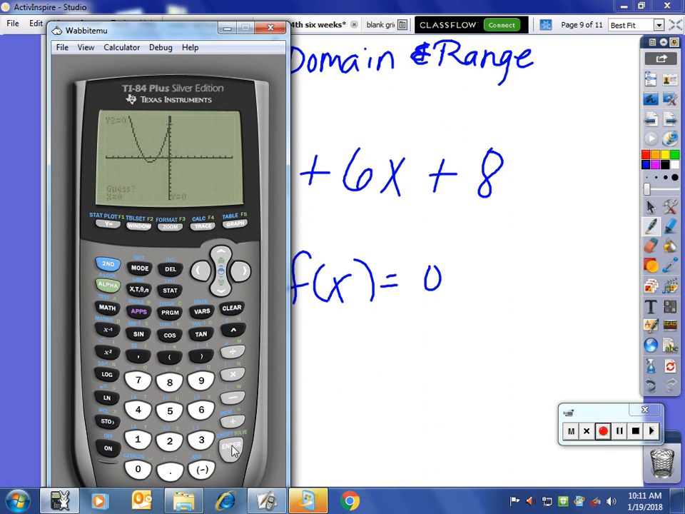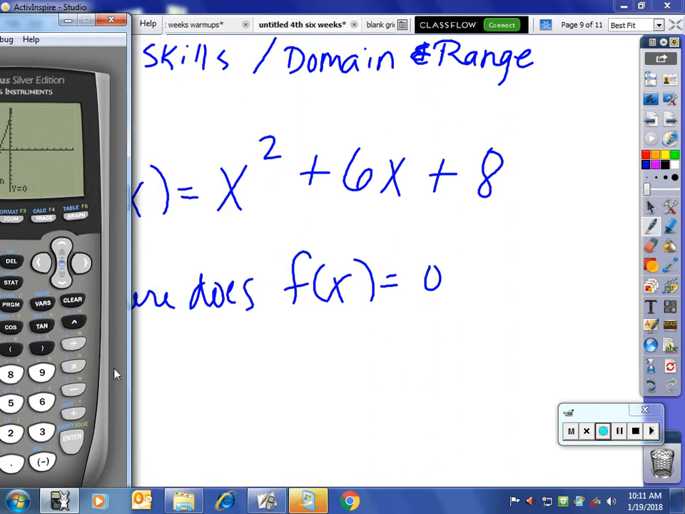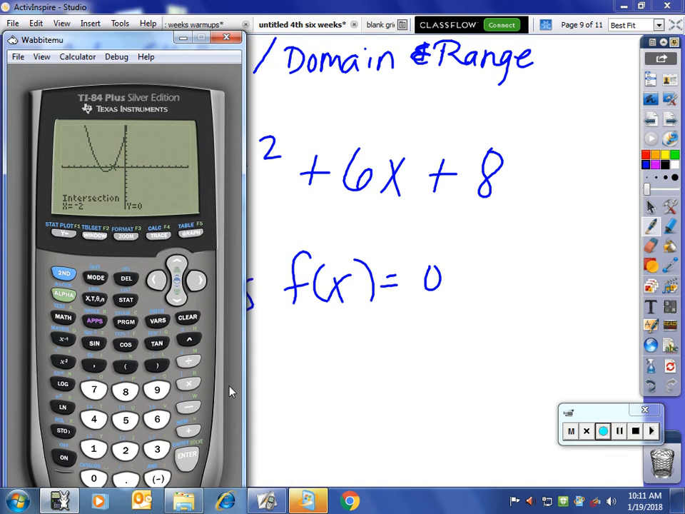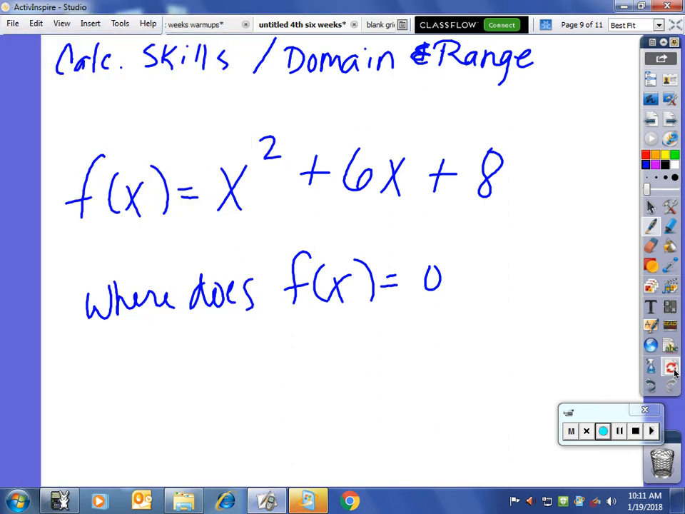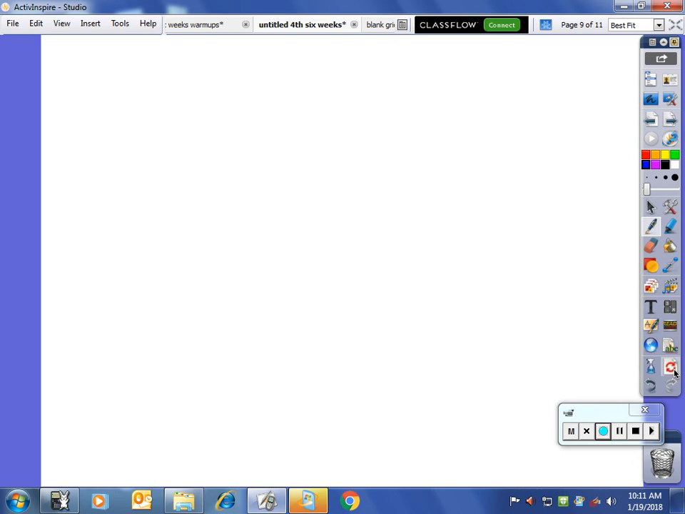First curve, second curve, guess. One of the zeros is negative 2. These were nice, easy zeros. Trace over to the other side. Second function, calculate, intersect. First curve, second curve, guess. A nice whole number for us. Negative 4 was the other zero. Are we good with that? Yeah, this one you could have actually factored.